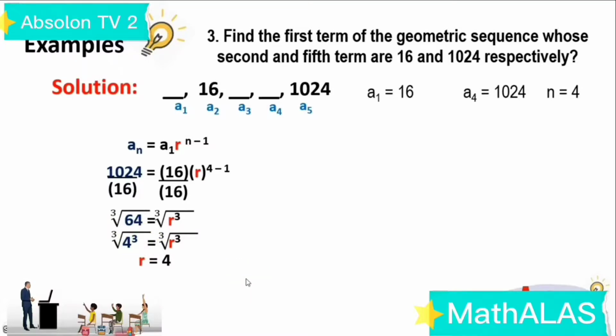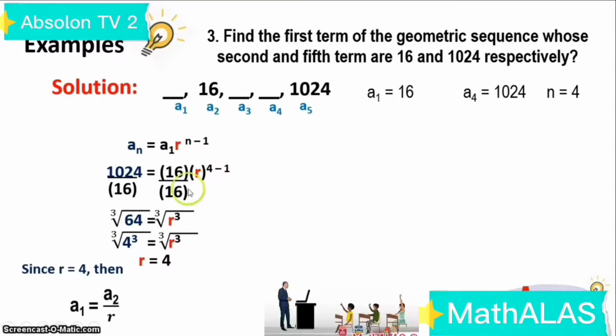So, since r is equal to 4, to get the first term, we have to divide the second term, which is 16, by the common ratio. So, 16 divided by 4 is 4. So, the first term of this sequence is 4.